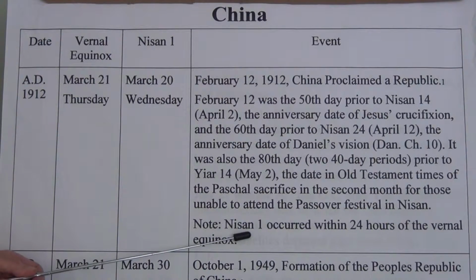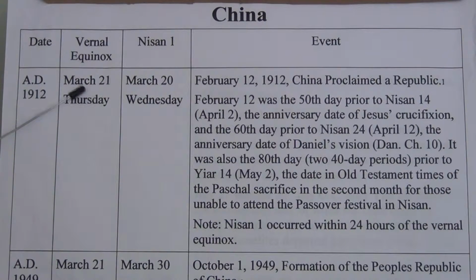Nisan 1 occurred within 24 hours of the vernal equinox. Nisan 1, March 20, Wednesday. Vernal equinox, March 21, Thursday.